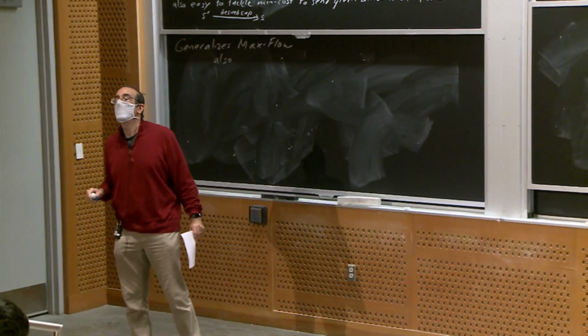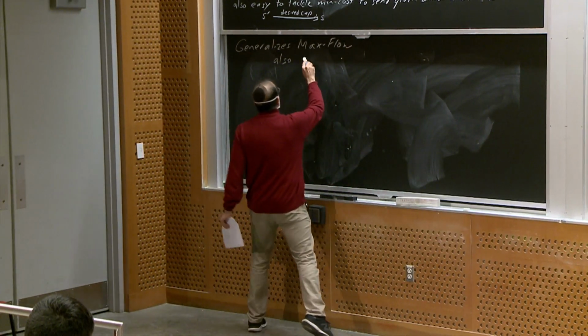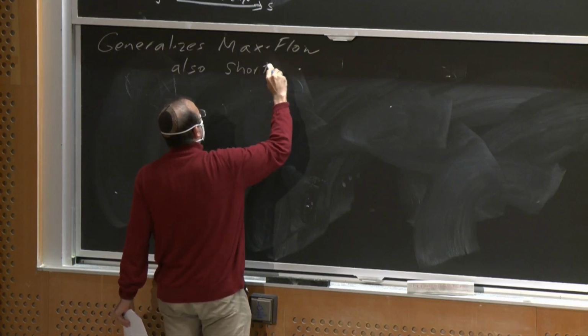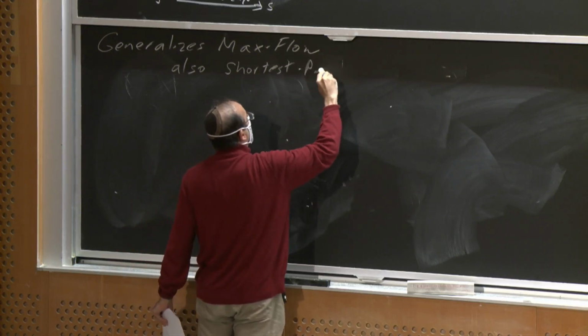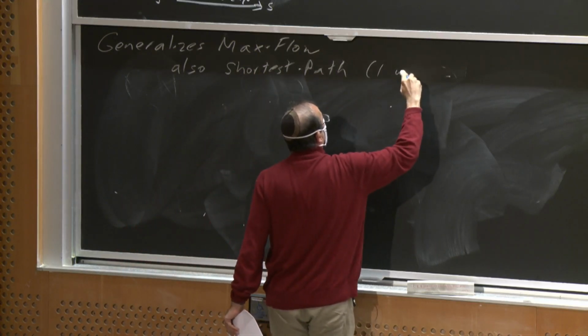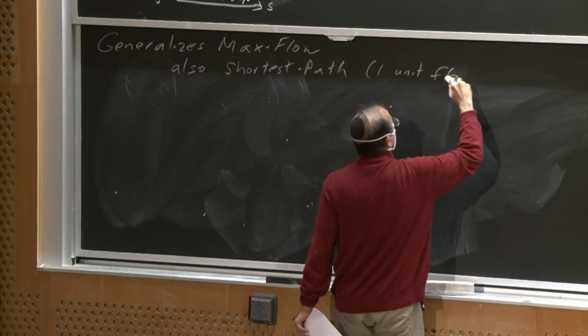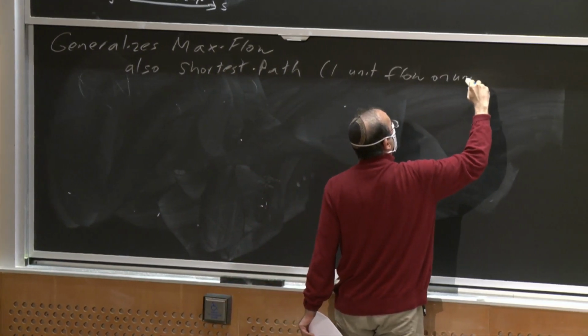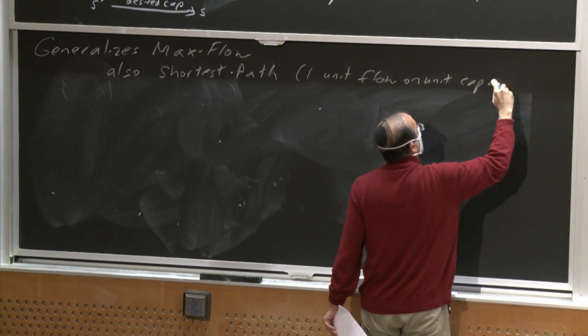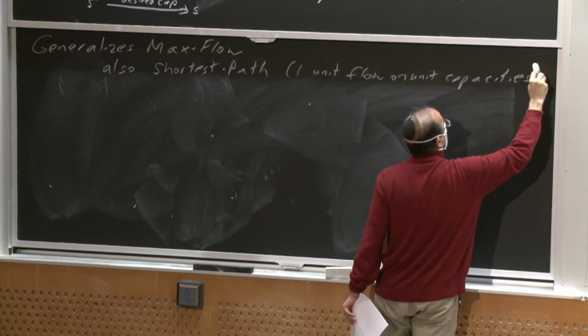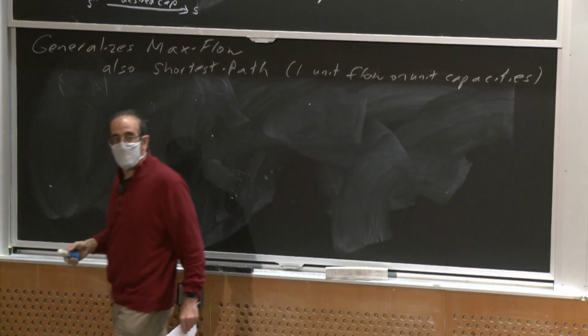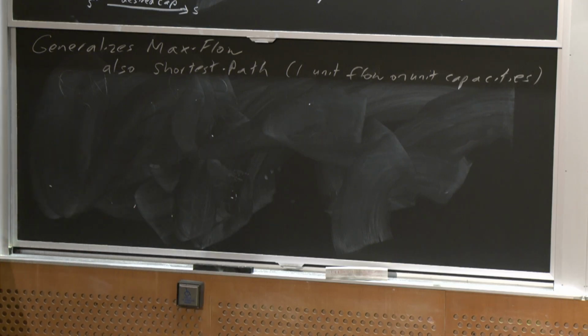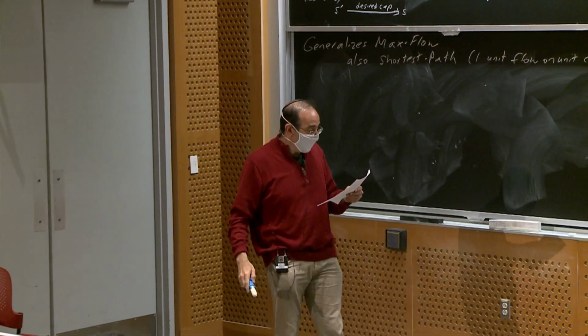Yes? Exactly. So the cheapest way to send 1 unit of flow in a graph with unit capacities is to send it on a shortest path.